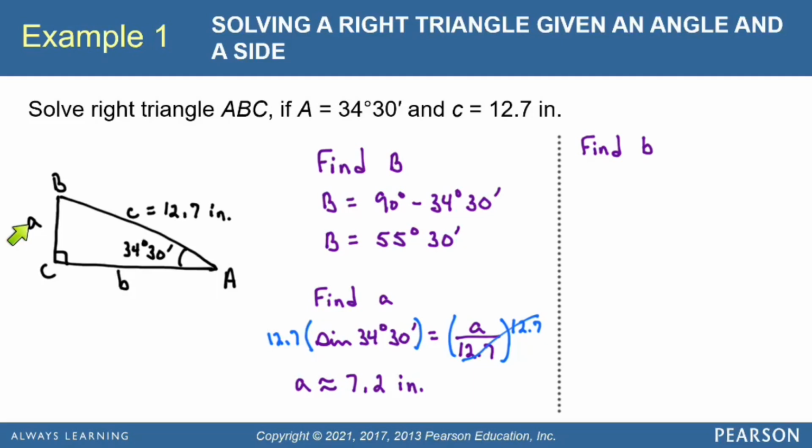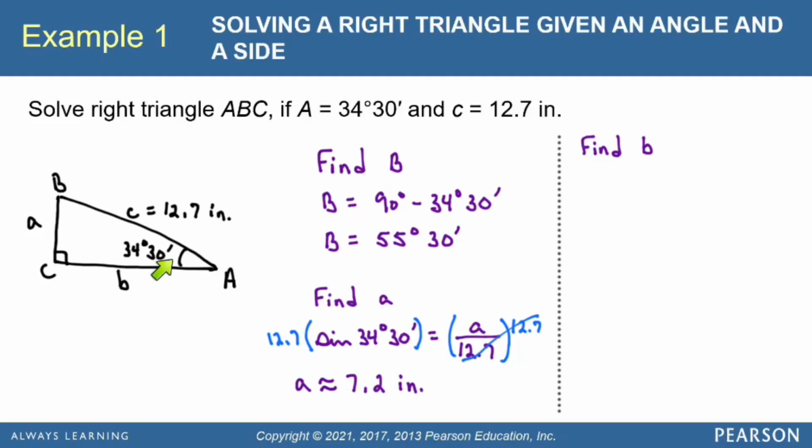And now to find side B, we have a choice. We now know that side A is 7.2 inches, so we know two sides, and we could use the Pythagorean theorem to find side B. But remember, it's always a good idea to stick with information that was given in the problem as much as possible. So I'm going to find side B the same way that we found side A. I'm going to write a trig relationship.